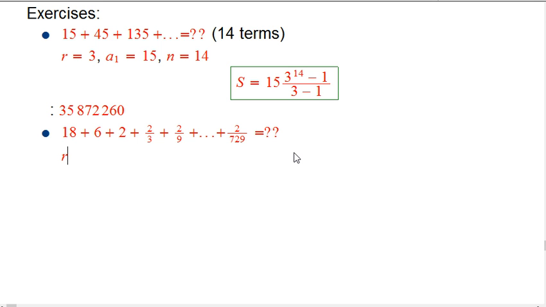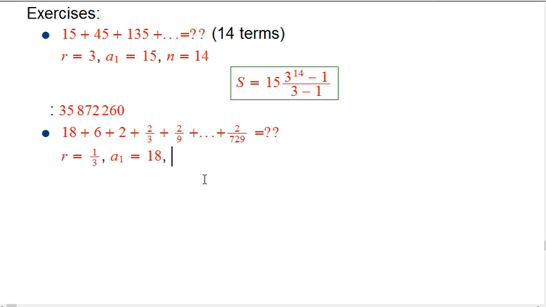Here, r is going to be, well, it's the ratio 6 over 18, or 2 over 6, or 2/3 over 2, or 2/9 over 2/3. Looks like consistently the ratio here is 1/3. It's smaller than 1. So I'm adding up a bunch of things that get smaller. That's actually better in some senses, and we'll see it leads to very cool things when we try to make this an infinite sum. So r is 1/3 here, and a1 is given. It's 18.